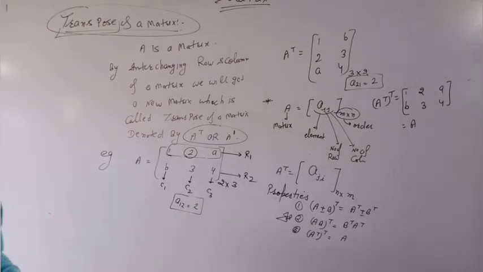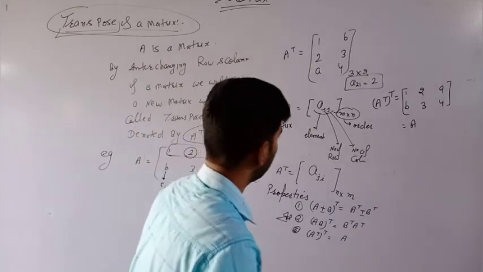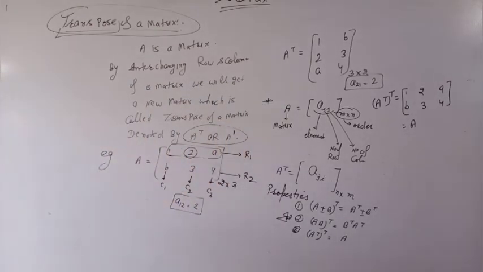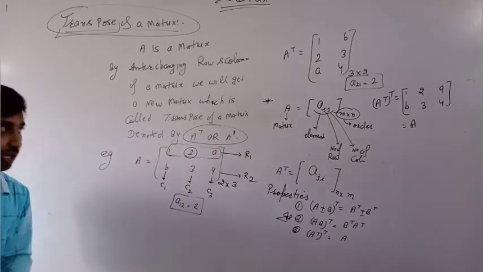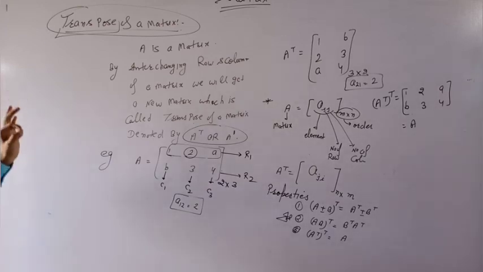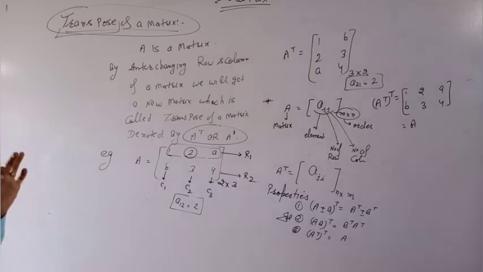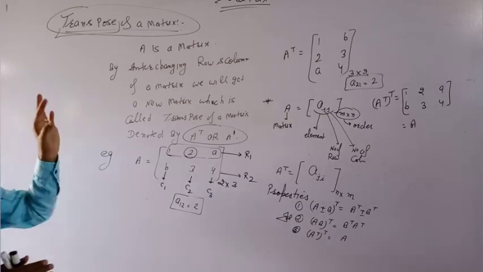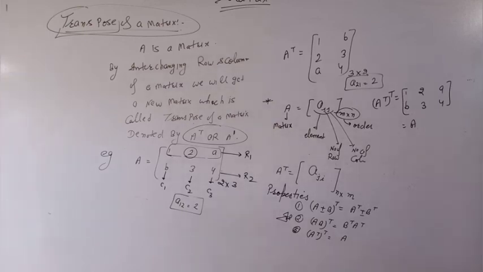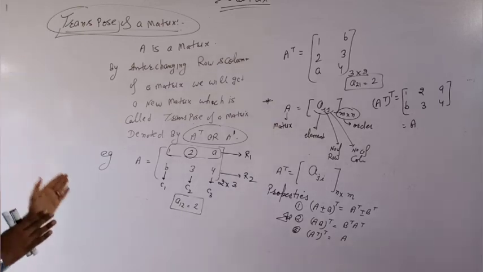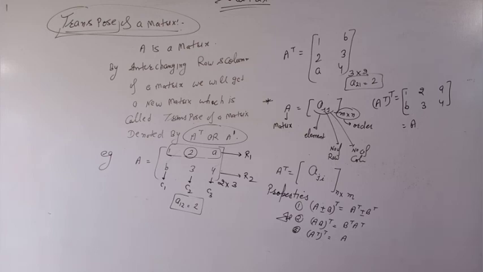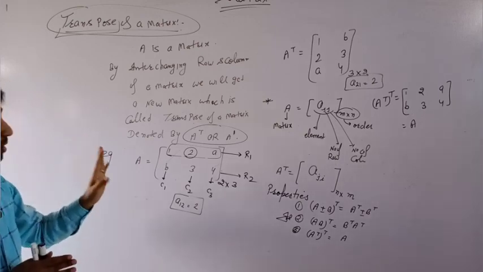Okay? So that is the transpose of a matrix. In the next video lecture, we will discuss symmetric and skew symmetric matrices, the classification of a matrix on the basis of transpose. There are two types, symmetric and skew symmetric.